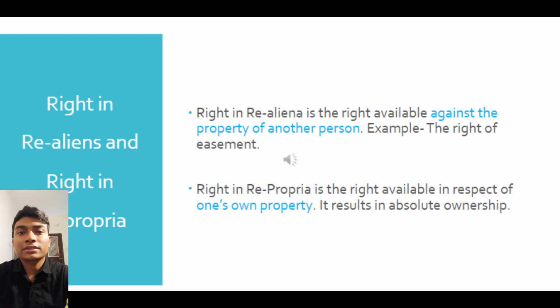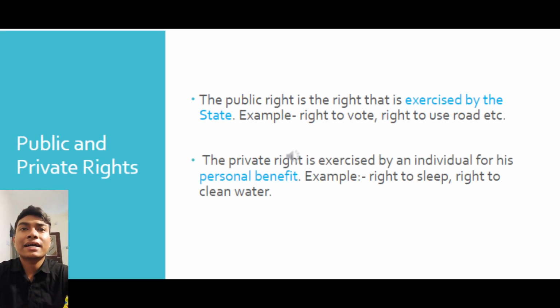Public and private rights. The public right is the right that is exercised by the state. Example, right to vote or right to use road, etc. The private right is exercised by an individual for his personal benefit. Example, right to sleep, right to clean water.